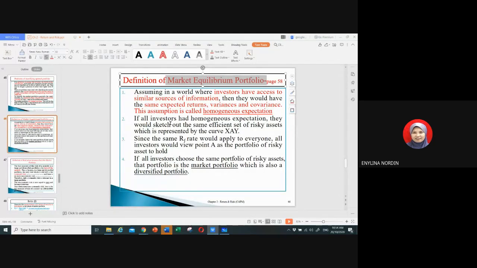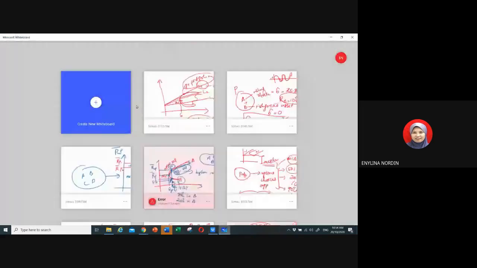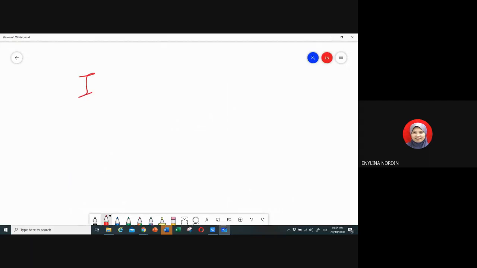So when every investor in the market has the same expectation, the homogeneous expectation, that means they are going to sketch the same efficient set of risky assets and the same optimal portfolio. That means they are going to have the same market or diversified portfolio. What it means is, in the market, we will have different investors: investor 1, investor 2, investor 3, and so on.